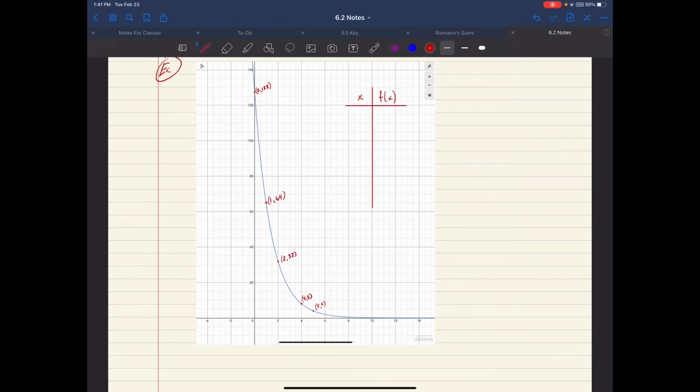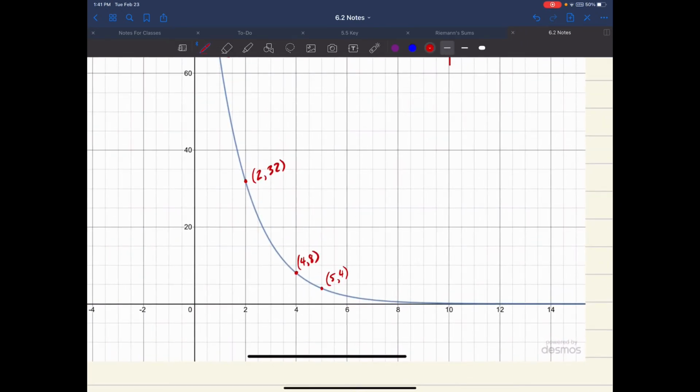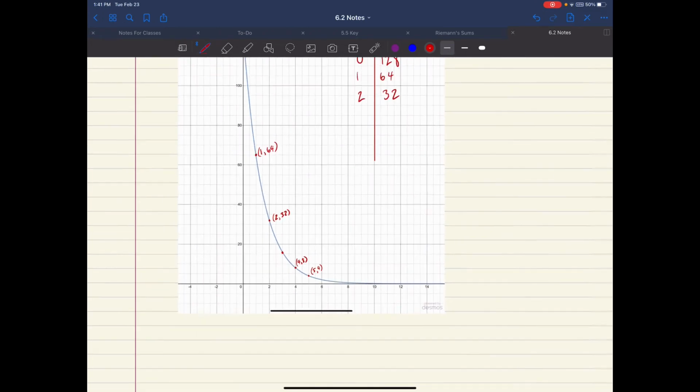Okay, so if I just take these values from here, 0 and 128, 1 and 64, 2 and 32, 4 and 8, and then 5. I'm going to add one more to this graph, so I'm going to actually move this down. Let's look at 3 here. So at 3, looks like it's about there. That's at 16.